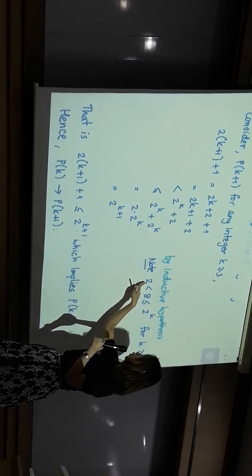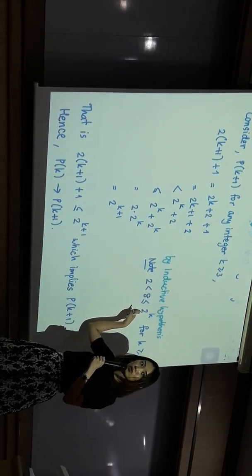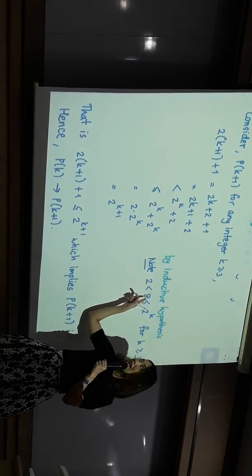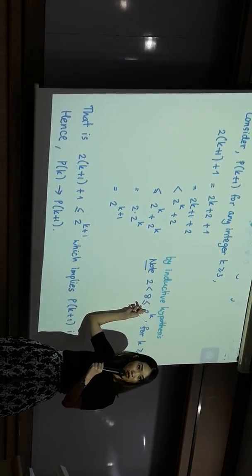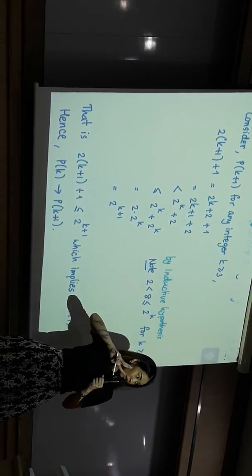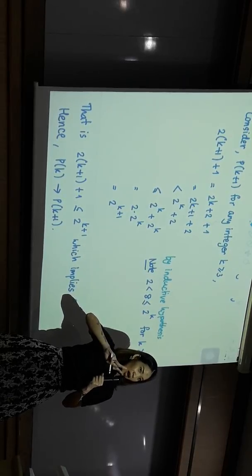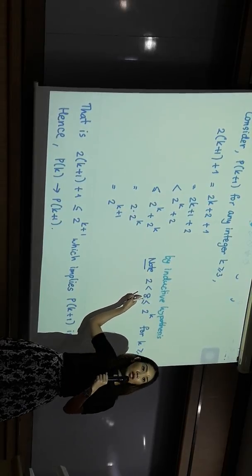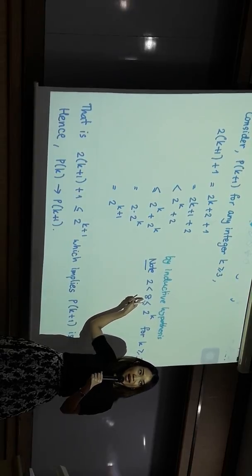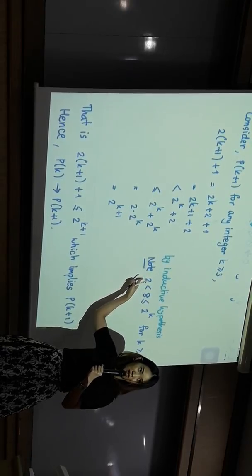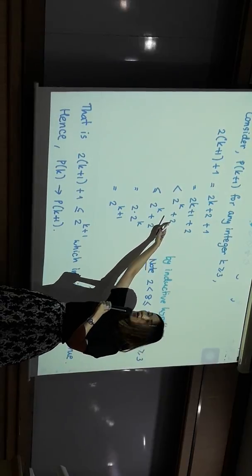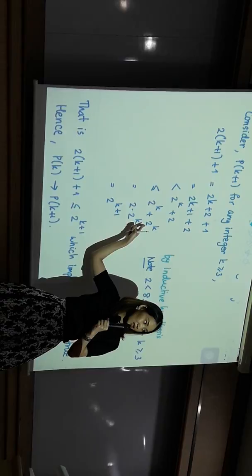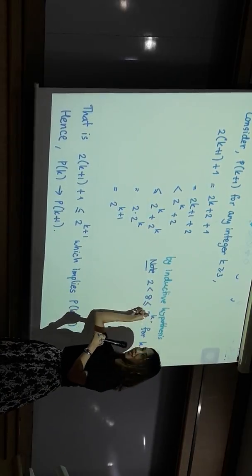Because 2 is less than or equal to 2 to the power of k. Because we know for sure that 2 is less than 8. And 8 is less than or equal to 2 to the power of k, because k is 3. Is that right? Our k starts at 3. So we know that this one will be greater than or equal to 8. And we know that 8 is greater than 2. So therefore, this 2 here is less than or equal to 2 to the power of k. Make sense?